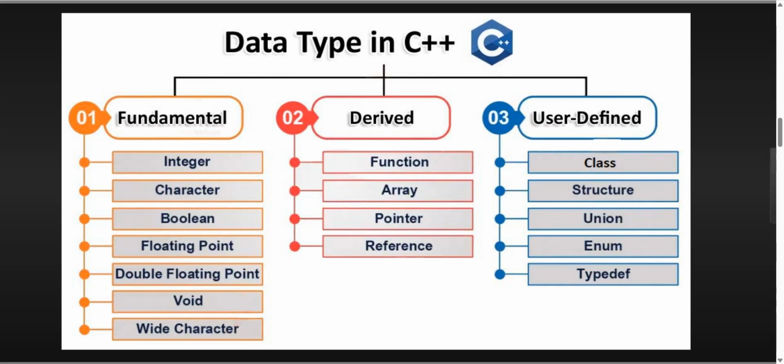These will not be repeated in C++. Don't be worried about that. Here, the combination of both C and C++ data types has been given. But in C++, we will mostly use class. We don't use structures, union, enum, typedef. Okay, these are the different types of data types in C.